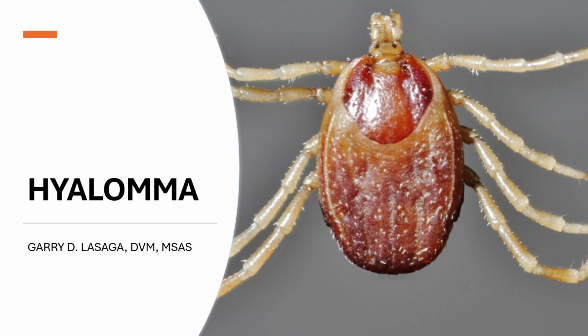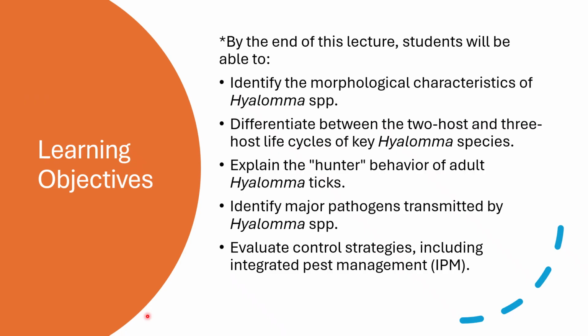Welcome to our presentation on the hard ticks, particularly on the genus Hyalomma. By the end of this lecture, students will be able to identify the morphological characteristics of Hyalomma spp, differentiate between the two-host and three-host life cycles of key Hyalomma species, explain the hunter behavior of the adult Hyalomma ticks, identify the major pathogens transmitted by Hyalomma spp, and evaluate the control strategies, including integrated pest management.